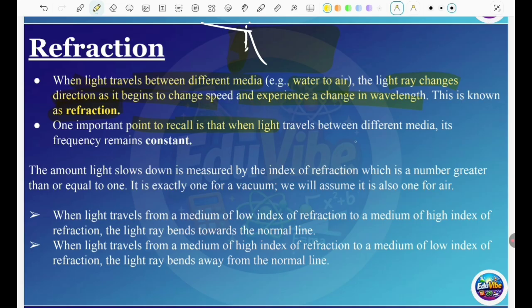One point to recall is that when light travels between different media, its frequency remains constant. Frequency remains constant in both media. The wavelength and the speed can change.